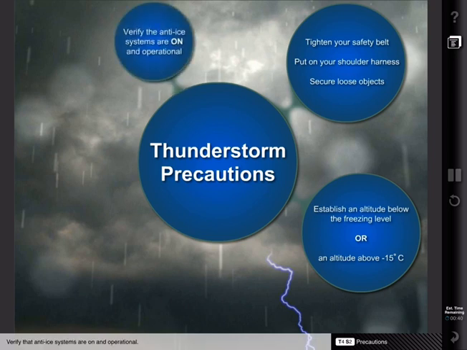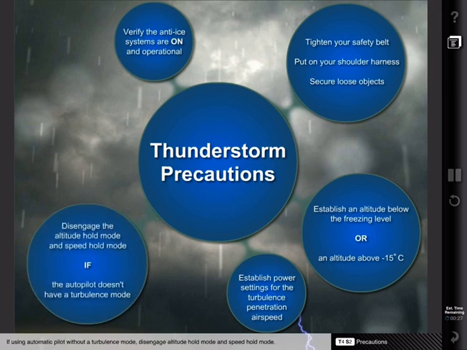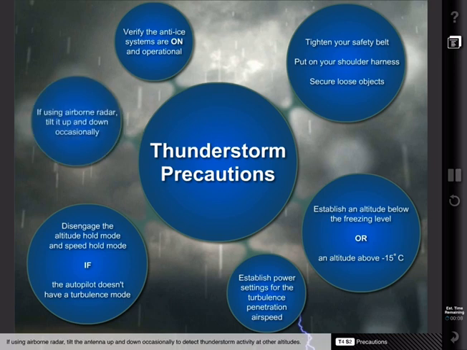Verify that anti-ice systems are on and operational. Establish power settings for turbulence penetration airspeed recommended in the aircraft manual. If using automatic pilot without a turbulence mode, disengage altitude hold mode and speed hold mode. Automatic altitude and speed hold modes tend to make the aircraft chase both altitude and airspeed, thus increasing structural loads. If using airborne radar, tilt the antenna up and down occasionally to detect thunderstorm activity at other altitudes.